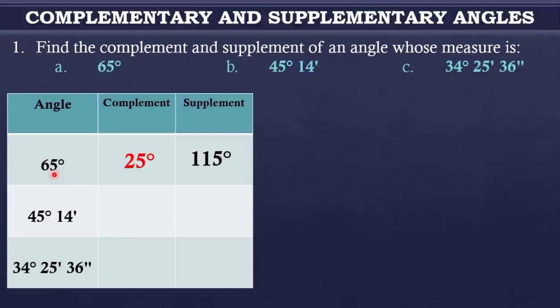What if the given has minutes and seconds? How do we solve it? Take note that for every 1 degree, that is equivalent to 60 minutes. And for every 1 minute, that is equivalent to 60 seconds. Okay, let's start. Let's solve letter B and letter C.